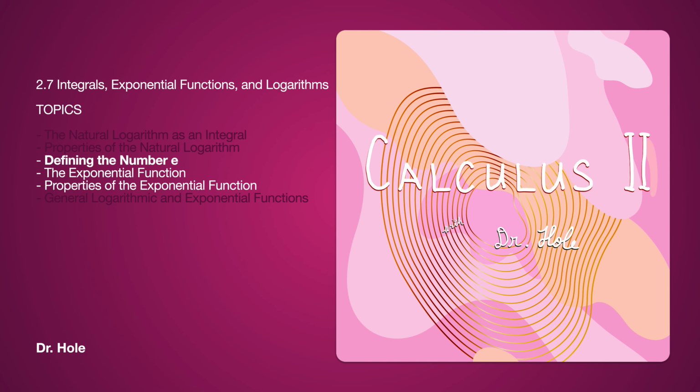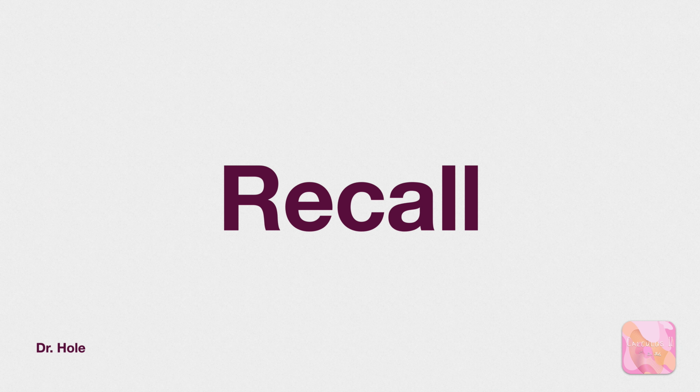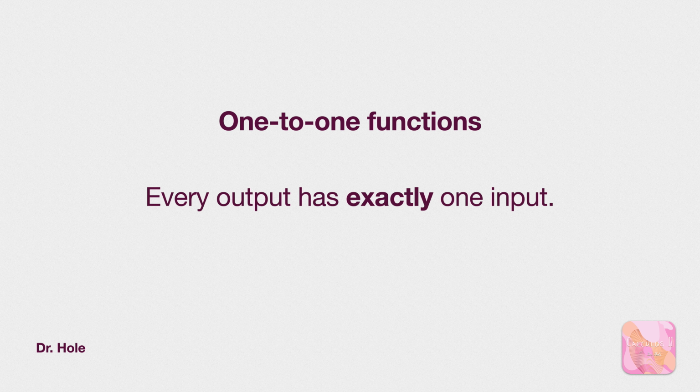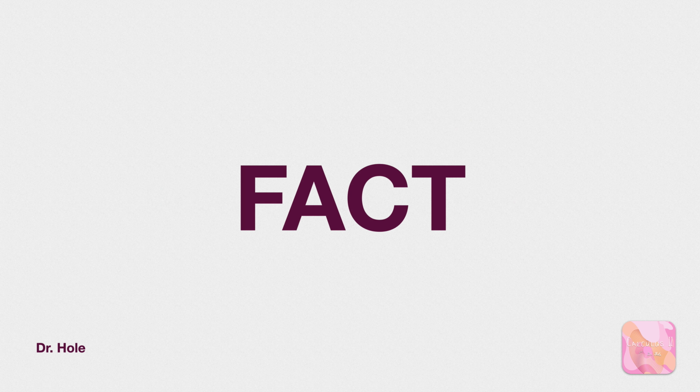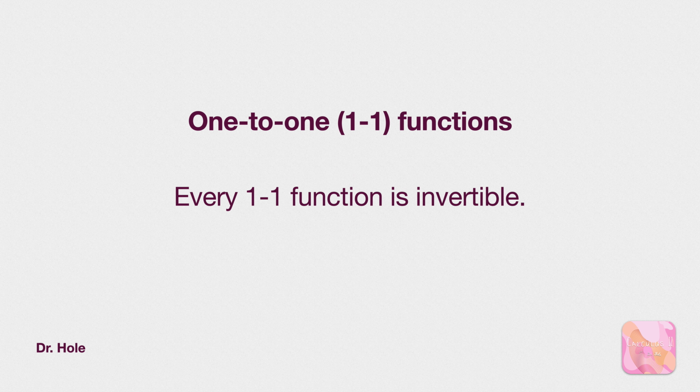All right, so that's a definition of e, and we want to use that to generate the inverse of the natural log. To show that we're on good footing, let's go back and think of one-to-one functions. Every output has exactly one input. That's a one-to-one function. And why do we care so much about one-to-one functions? Well, if you have a one-to-one function, then you can rely on that one-to-one function being invertible.